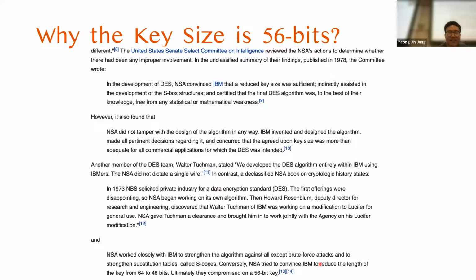What the NSA tried to do was convince IBM to reduce the length of the key from 64 to 48 bits. They even wanted a super weak algorithm because they wanted to decrypt things. To try that kind of thing, we need a supercomputer, and the US government can easily get supercomputers. And I believe the world's fastest supercomputer is now in China.